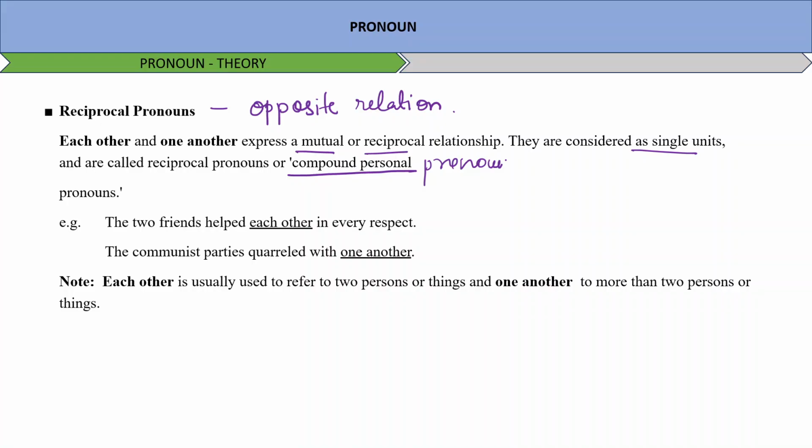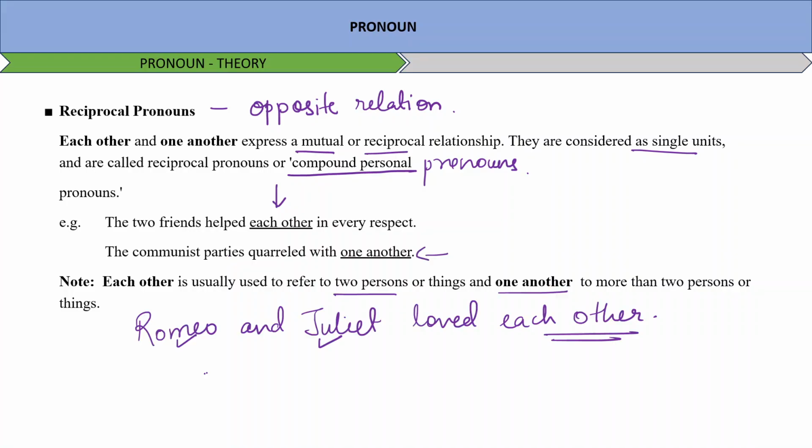For example, two friends helped each other in every respect. The Communist parties quarreled with one another. Each other is used to refer to two persons. One another will always be used for more than two persons. For example, there are two very famous characters, Romeo and Juliet. If I say Romeo and Juliet loved each other, I am definitely using each other for two persons.